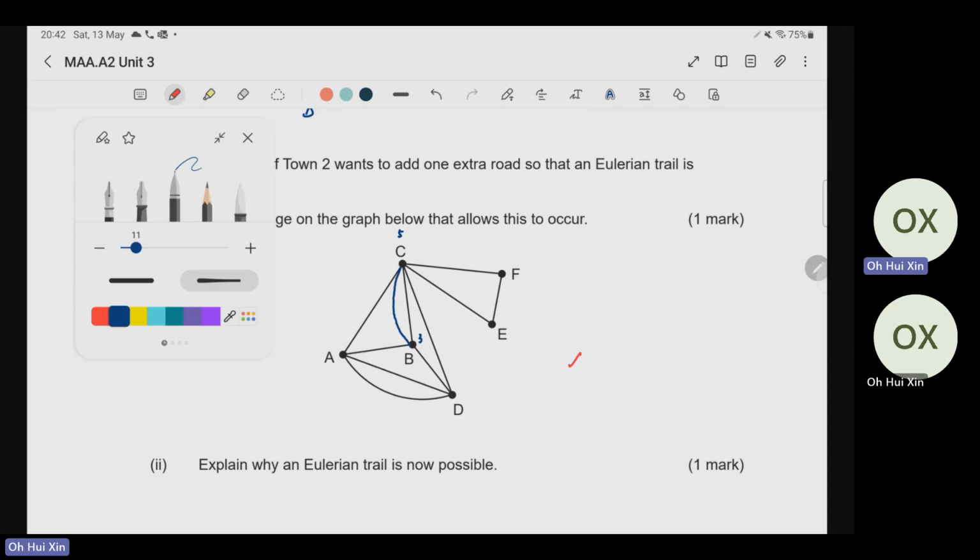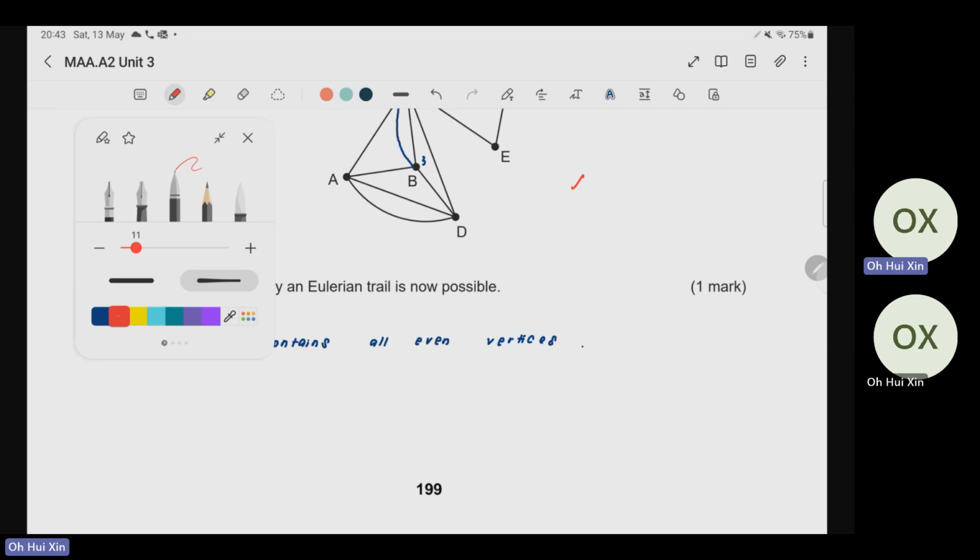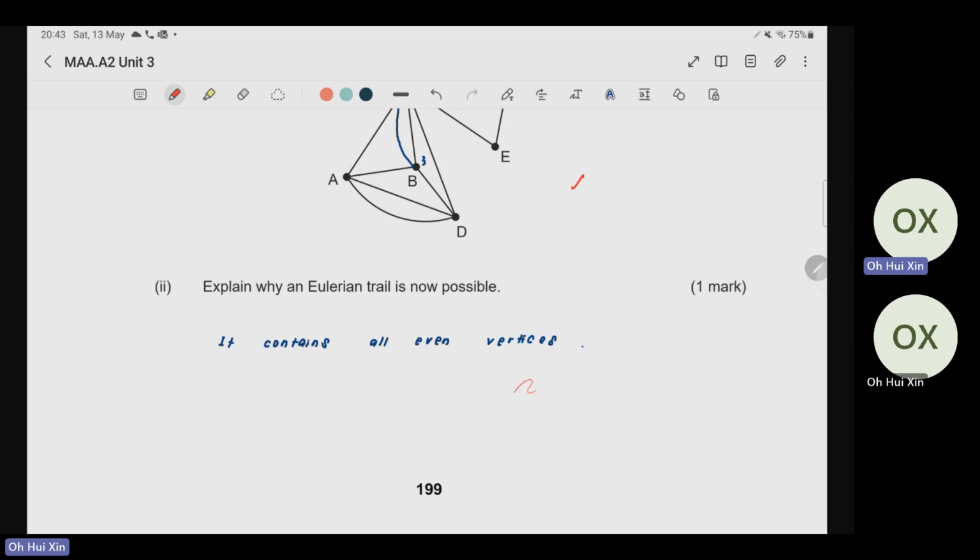So explain why an Eulerian trail is now possible. So basically, you know that an Eulerian trail is possible when you have all even vertices. Okay, so that's why, as now it contains all even vertices. Okay, so if you successfully justify and give your answer, then you are able to get your 1 mark here. Okay, so that's it for this question.